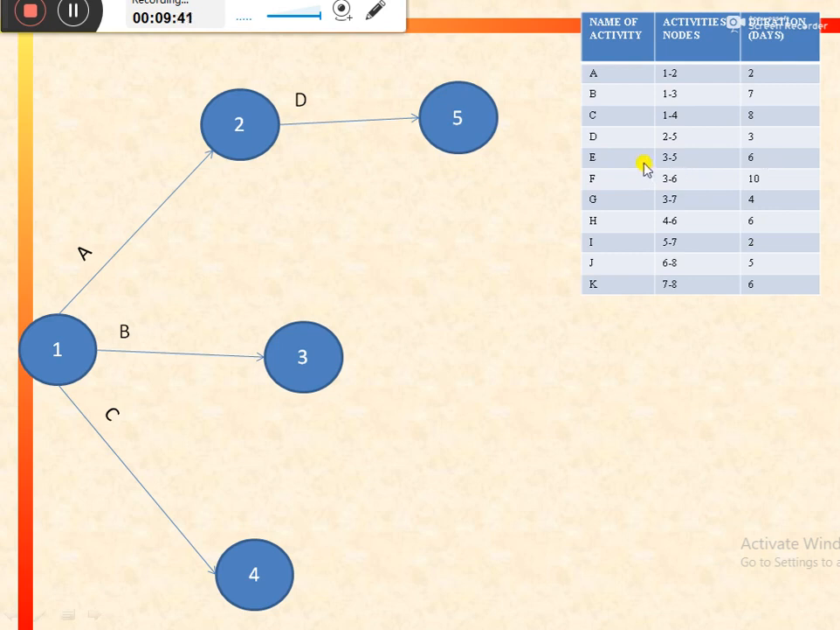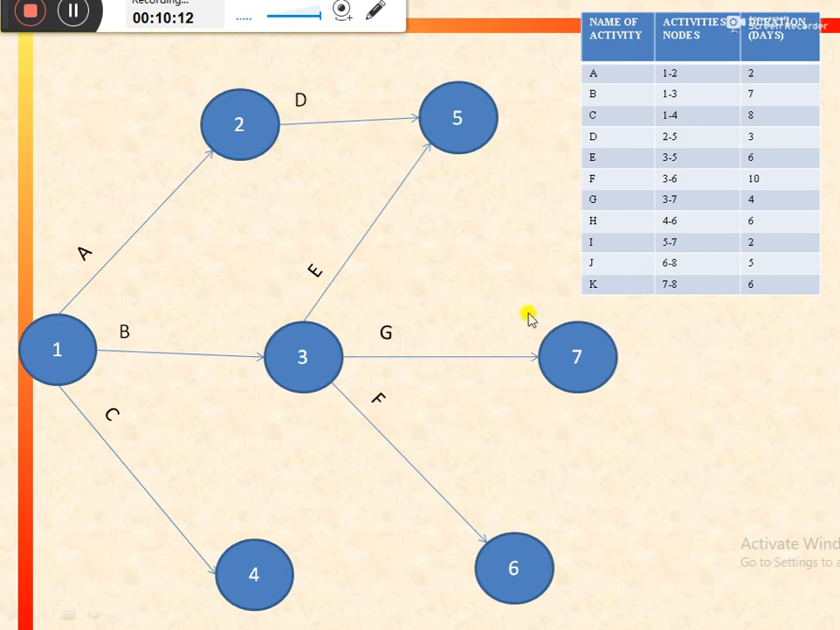Similarly, the next activity is activity E, that is starting from node 3 and ending at node 5. So it will be drawn between node 3 and node 5, like this. Further, activity F is starting from node 3 and ending at node 6. So again we need a different node, like this, activity F. Further, activity G is starting from node 3 and ending at node 7. So we can represent it in this way.